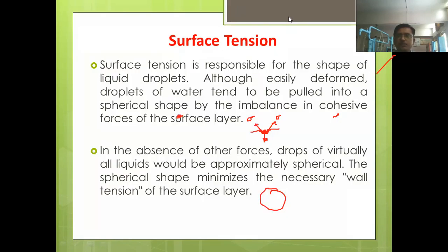The statement we have seen: the surface tension is responsible for the shape of the liquid droplet. Why is the shape of the liquid droplet always spherical? The reason behind that is surface tension. It means the layer or surface of any liquid tries to achieve the minimum area, and for a given volume, the minimum surface area is that of a spherical geometrical figure.